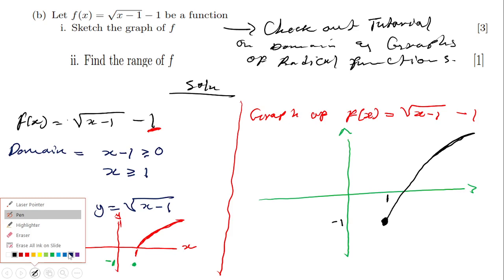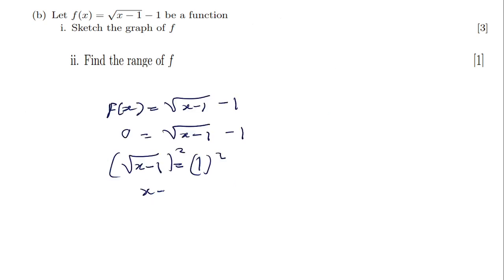So square root x minus 1 is equal to what? 1, when this goes to the other side. You introduce a squared. So x minus 1 is equal to 1, right? This will go to the other side. X is equal to 2. Okay, so this x is equal to 2. It is where this graph is cutting the axis. So we are going to put a 2 there.